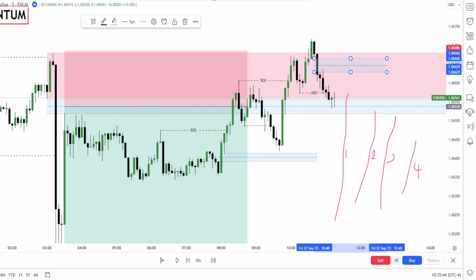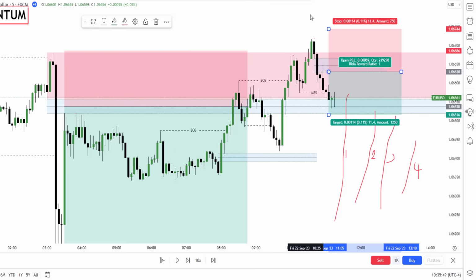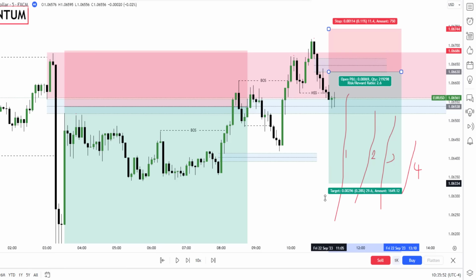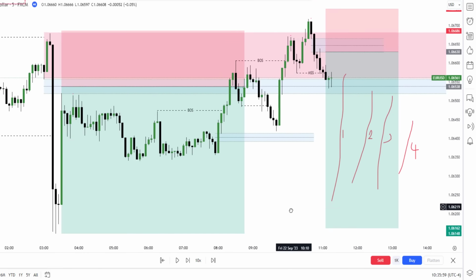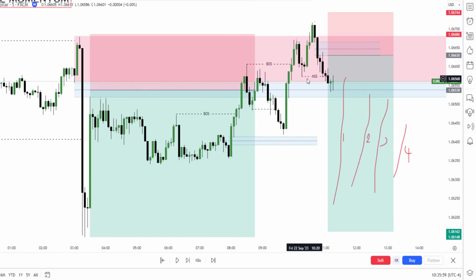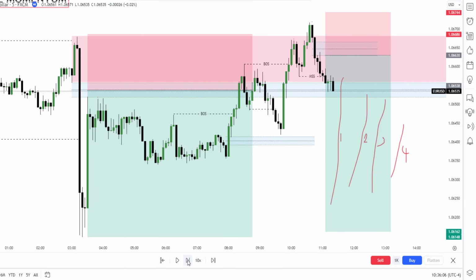Where is the sell? I'm going short, so this is the time for you to go short. All right, this is the right time for you to enter this trade, because you have a market structure shift that left you with what? That left you with a fair value gap and a shift in market structure, and you can confidently take this trade.